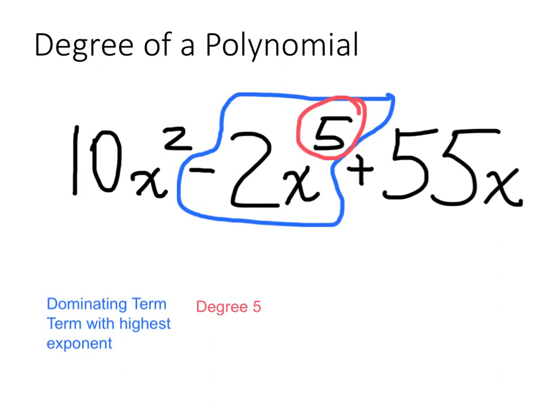The coefficient of this term is the polynomial's leading coefficient, which means that negative 2 is the leading coefficient for this polynomial. The degree and the leading coefficient are going to be very important in being able to predict how a polynomial function will behave.